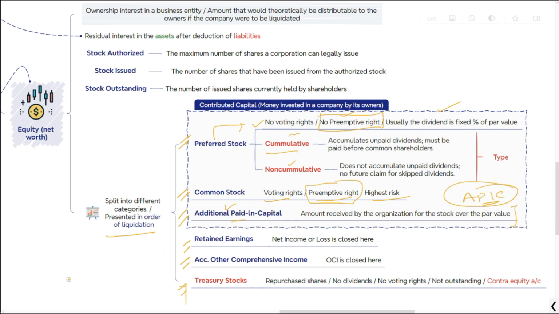We prepare two statements: the income statement and the OCI. OCI is other comprehensive income. Whatever amount you get in the income statement is closed to retained earnings. And whatever income you get from other comprehensive income is closed to the accumulated other comprehensive income. So it is called accumulated other comprehensive income, and income statement amounts are closed to retained earnings.